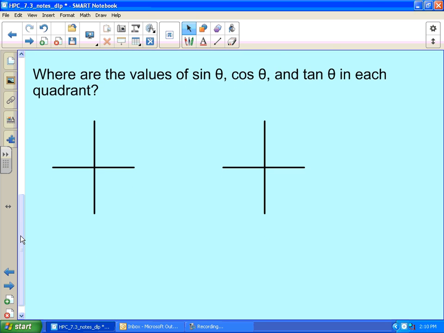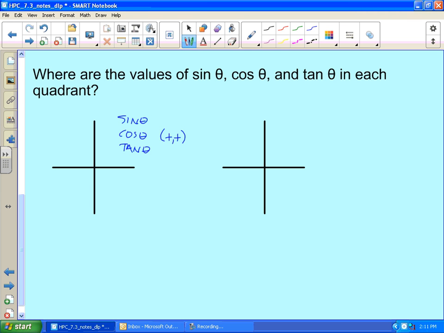So now we get finally to what Brooke was telling us. Brooke has already told us that these three functions are all positive in quadrant 1. And why are they all positive? Because in this quadrant, if you have a coordinate, the x is positive and the y is positive. So if cosine measures x, it's going to be positive. If sine measures y, it's going to be positive. If tangent measures y over x, it's going to be positive. So what we say is that all are positive in this quadrant.